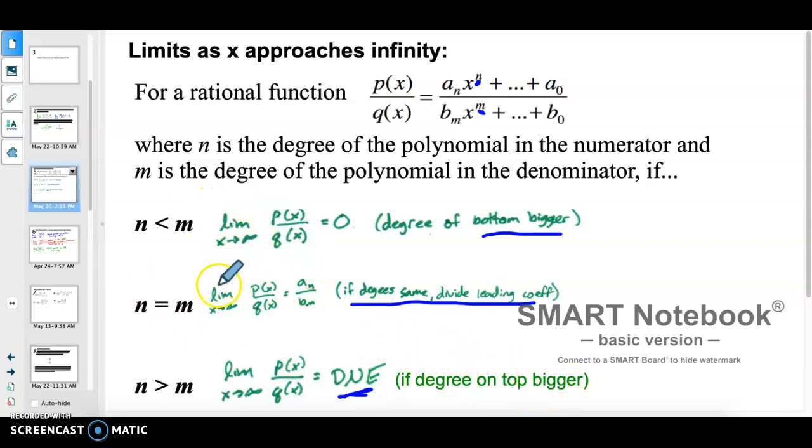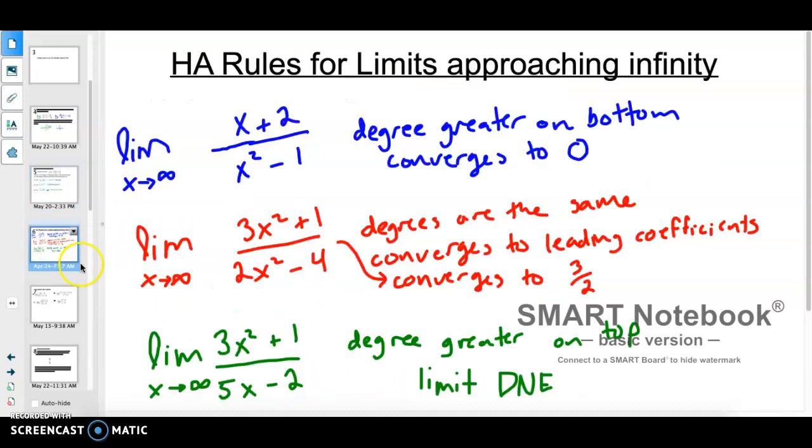The first time I saw that, it was just a lot of mathy looking words for me. So I wrote it in a way that makes more sense to me. This is the way that I kind of think about it. This is an example. If the degree is greater on the bottom, it converges to 0, or the limit goes to 0. If the degrees match, so if they're the same, it converges to 3/2 for this one because we have 3/2 in the front. So it's the leading coefficients. So this one, the limit goes to 3/2. And if the degree is greater on the top, the limit does not exist. So whichever way makes more sense to you, you're just thinking about the degrees, and that helps tell you for these rational functions what the limit as x goes to infinity does.